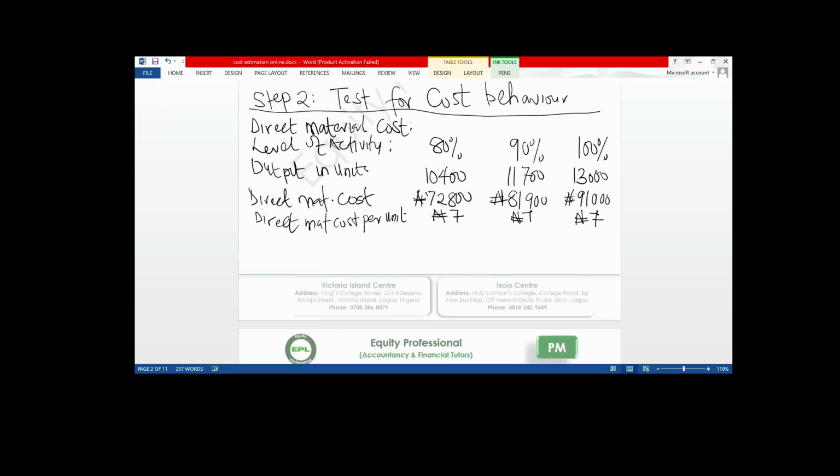Is that point clear to all? I'll take that again. Where cost per unit remains constant at all levels, this is an indication that that cost is entirely a variable cost. In this case, material cost is a variable cost. You are going to note that.